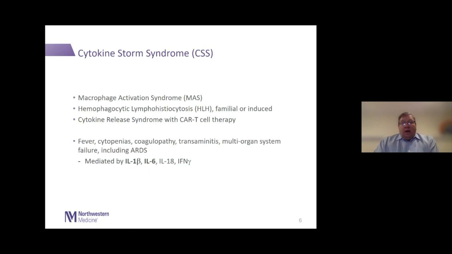Over the years, we've learned that this syndrome is mediated in all these different cases by a combination of cytokine activation, including interleukin-1, interleukin-6, interleukin-18, and interferon gamma. And I've highlighted interleukin-1 and interleukin-6 because we actually have therapies directed at those specific cytokines. Next slide.